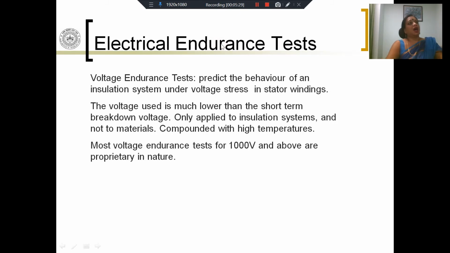After thermal endurance, there comes the question of electrical endurance. Electrical endurance test is, of course, voltage endurance test, which predicts the behavior of an insulated system under voltage stresses. This could be in stator winding, does not have to be in stator windings, whatever application we are talking about. Now, the voltage used is much lower than the short-term breakdown voltage.